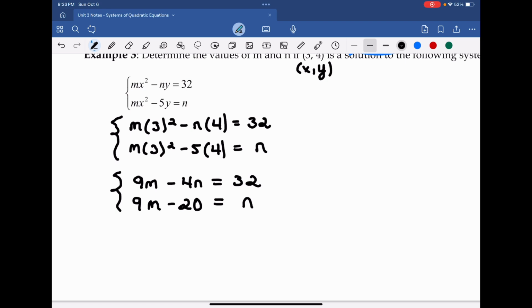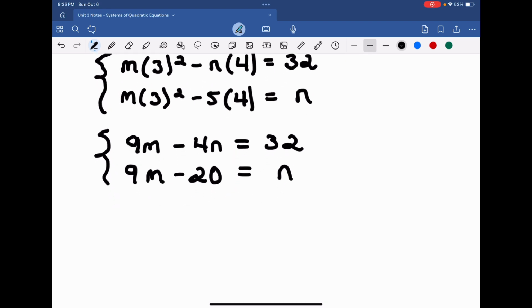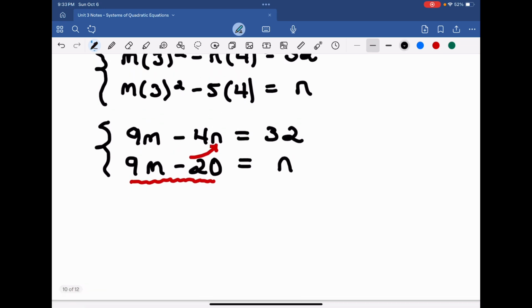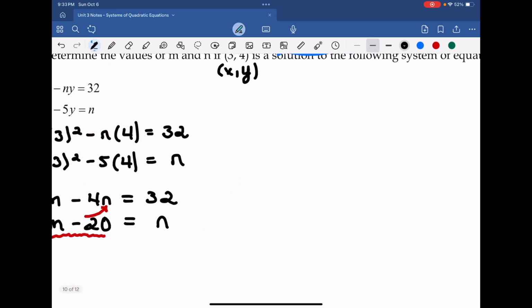There we go. So we've now reworked our system such that we've plugged in the x and y that satisfies both. Now what I want to do is use substitution. And the reason I'm going to use substitution is because, hey, look at this. We already have one of the variables, n, isolated. So we're going to take all of this, that 9m minus 20, and just plug it in for the n in the first equation. So let's do that off to the side here.